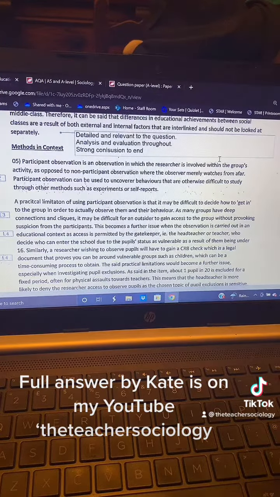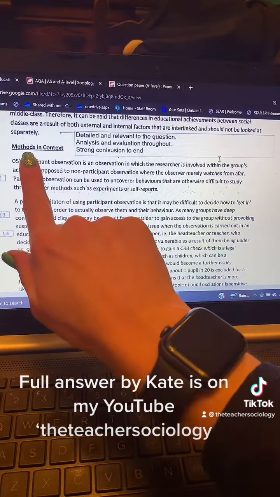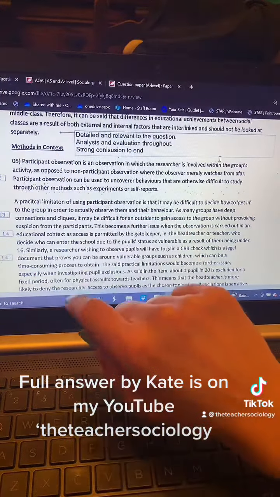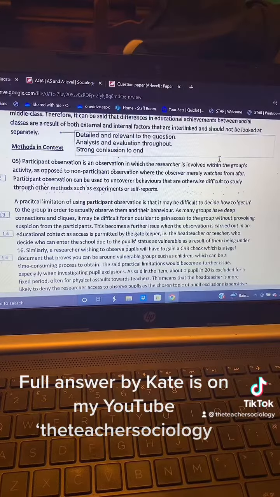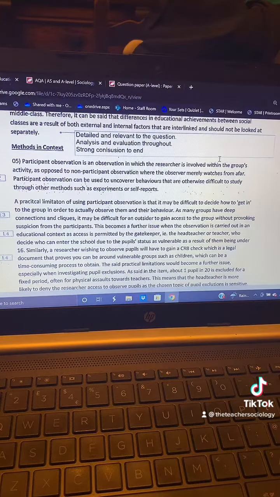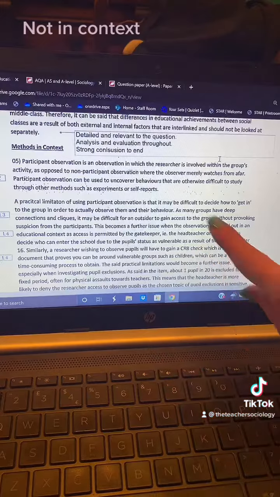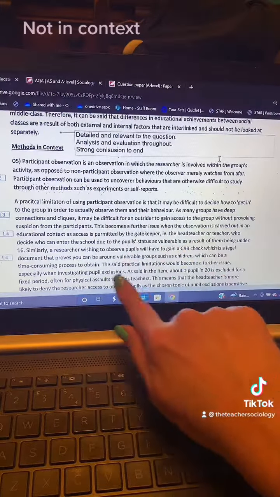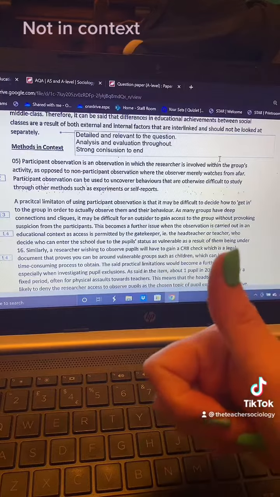So the question is asking you about strengths and weaknesses of the method in the context of education, okay? And in this case, it was about pupil exclusions. And I want to compare two paragraphs, okay? This first paragraph, which is not in context, with this paragraph where we start to get into some sort of context, okay?